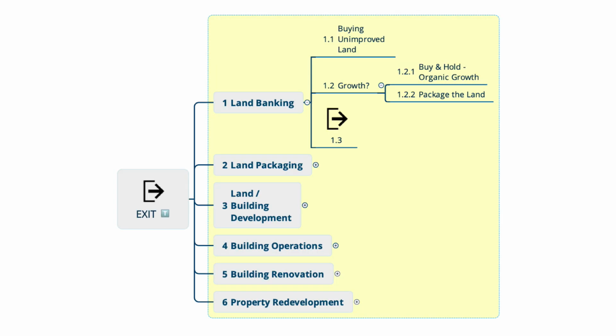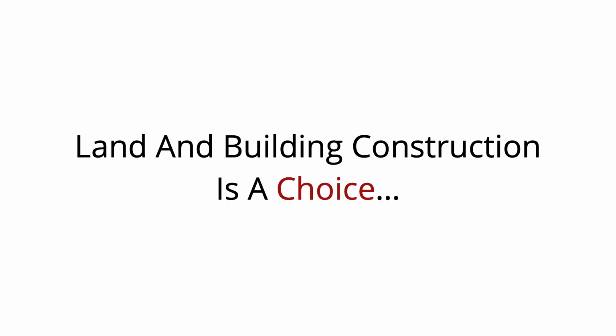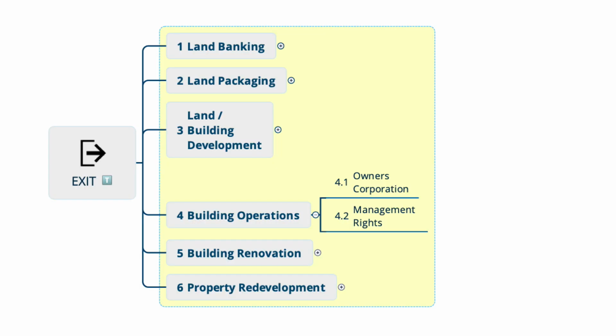Land banking allows you to exit with practically doing nothing to the land. You can sit back and wait for the value to go up organically. Land packaging gives you an exit as soon as you have a permit or you have changed the zoning. You can flip the site after adding value. Land and building construction is a choice. Once you have added value, you choose to either go ahead with construction or you choose to exit before commencing construction. Building operations are also a choice.